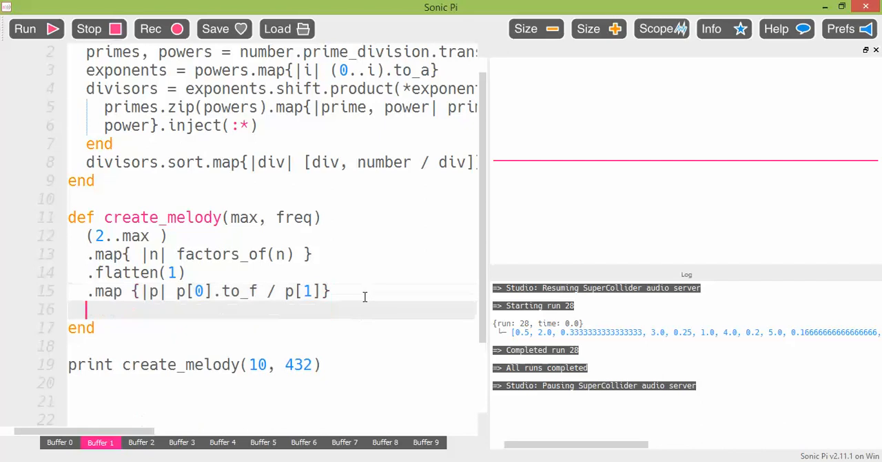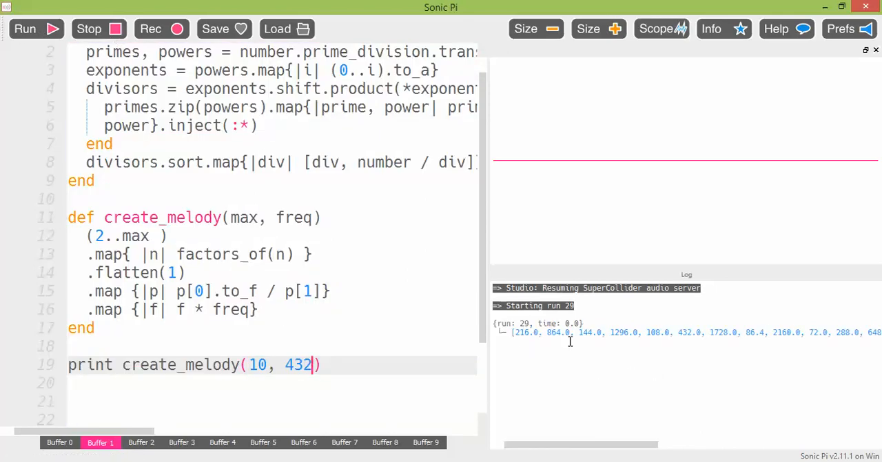Now what we want to do is map the P. Oh, P stands for pair. F stands for fraction. These one-letter names aren't very good, but that's okay. Fraction times the frequency. We've got our fractions. Now what we really wanted to do is put them all in terms of some root frequency. So this is giving us 432 times the first fraction, 432 times the second fraction, etc. So we have a bunch of these frequencies that are around a nice human hearing range.